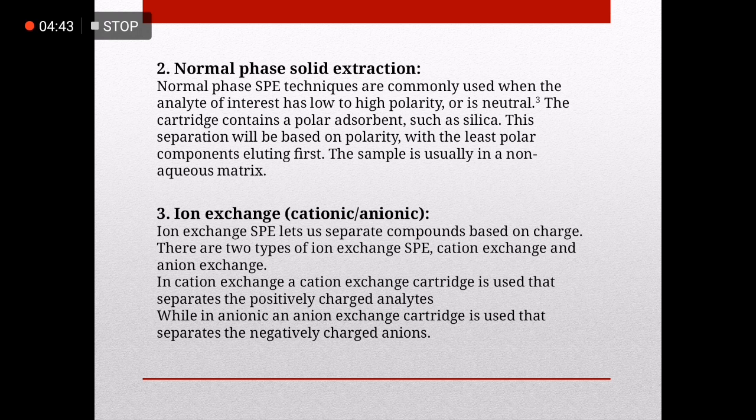As you can see, all types of solid phase extraction depend on the specific type of cartridge used. So in cationic exchange solid phase extraction, a cationic exchange cartridge is used, which separates the analytes that are positively charged, while the other type of ion exchange is the anionic exchange. In anionic exchange, an anionic cartridge is used that separates the negatively charged anions.